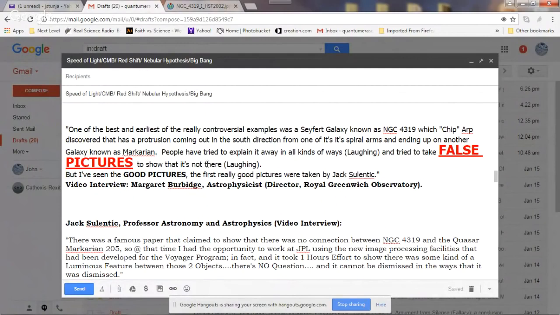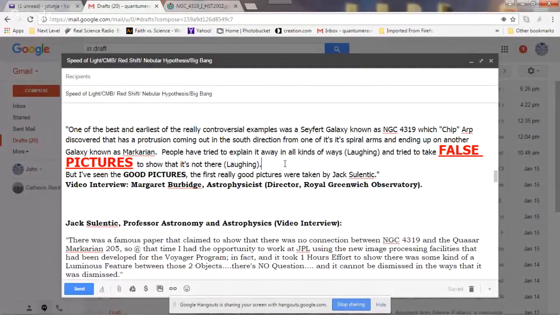Yeah. And like she said, people have tried to explain it away in all kinds of ways, and she started laughing and tried to take false pictures to show that it's not there. She kept on laughing. But she says in conclusion, but I've seen the good pictures.